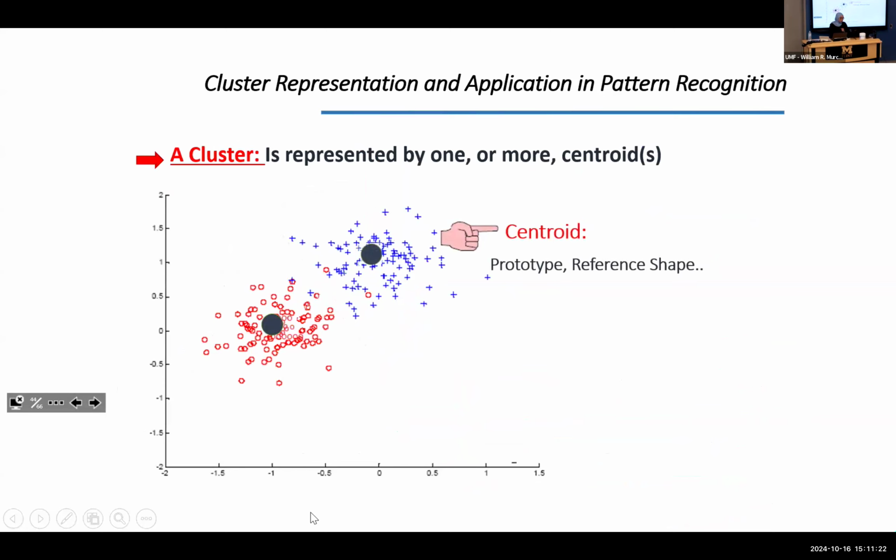So it's a prototype or a reference shape, and this allows me to divide my space. In the case of a 2D space, I am going to have a linear decision surface, which divides my space into two parts. If a new sample comes and it is on this side, the left side of the line, for example, I consider it as belonging to the red cluster. If it is on the other side, I consider that it belongs to the blue cluster, okay? So this allows me to divide my space.